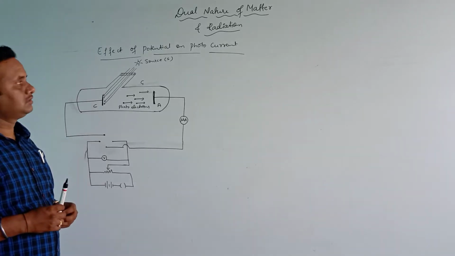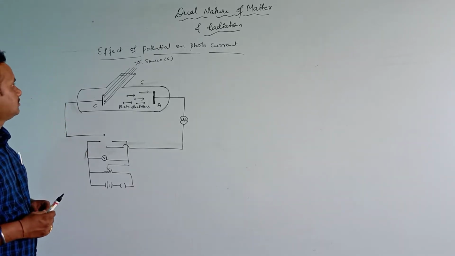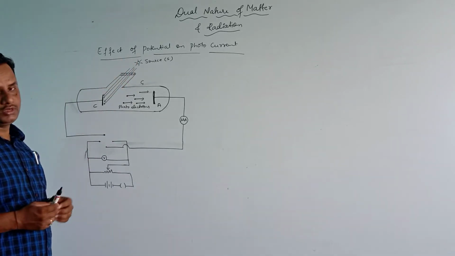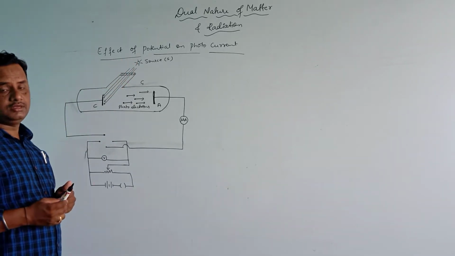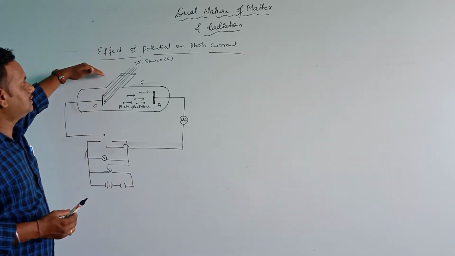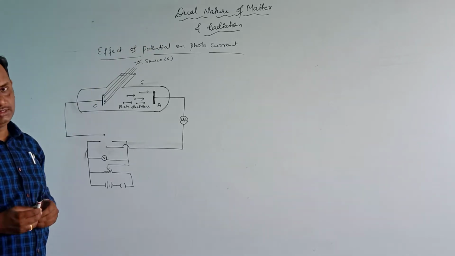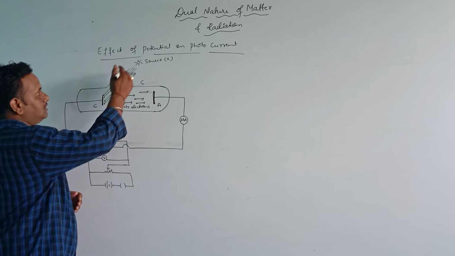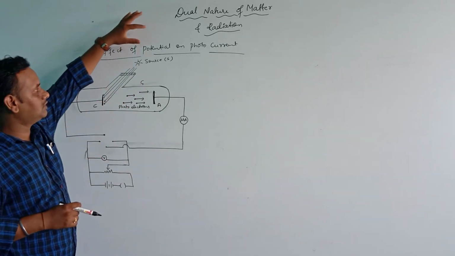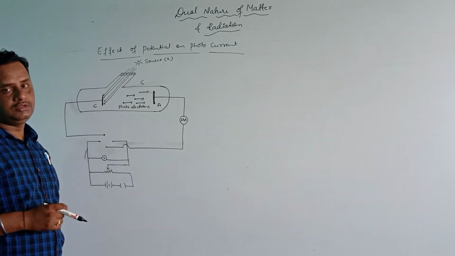Good morning, students. In the last class, we discussed the effect of potential on photocurrent, and before that, in the second class, in the part 2 session, we discussed the effect of intensity on photocurrent. Just recalling the effect of potential on photocurrent: how is this potential going to affect the photocurrent?